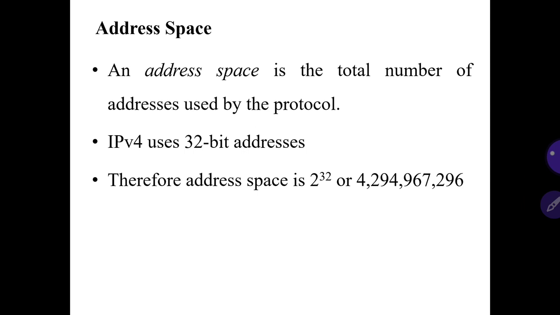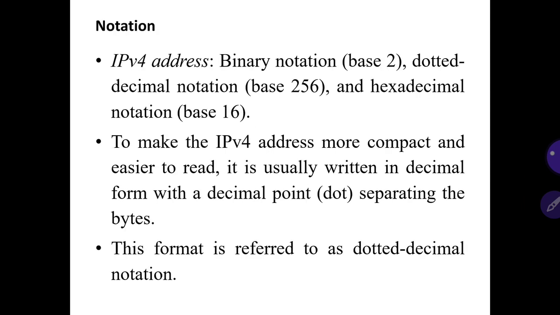The address space in the IPv4 method is the total number of addresses used by this protocol. It uses 32-bit binary, so 2 to the power of 32 is the address space. This number gives 4,294,967,296, around 4 billion addresses we can get by this system. So how can we write the notation? Either we use the dotted decimal notation or binary notation.